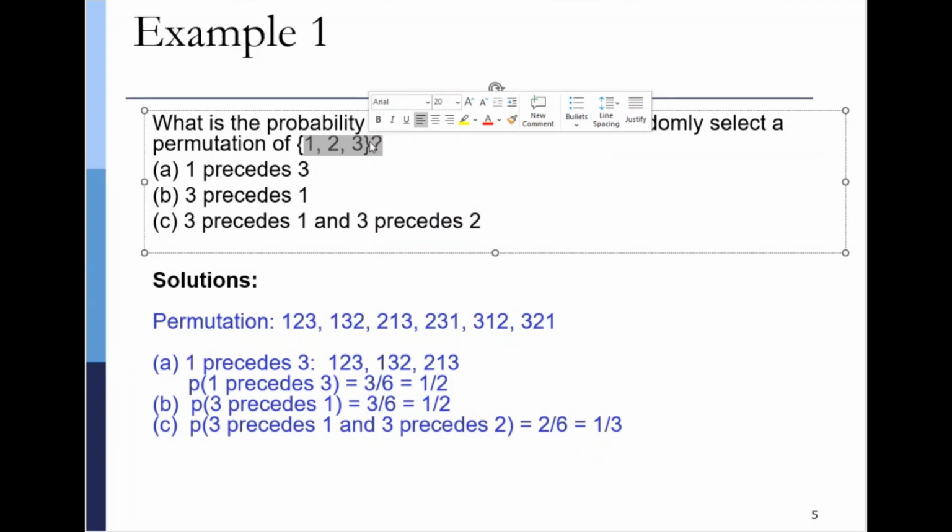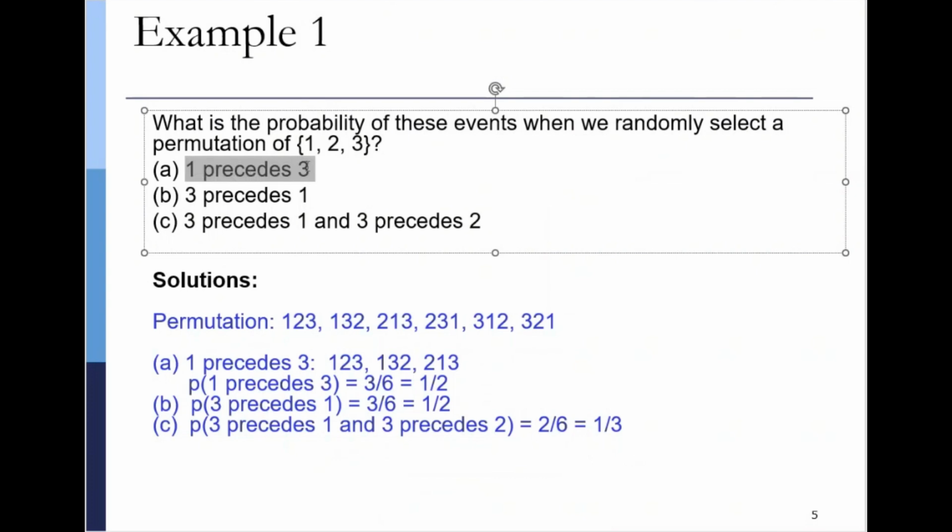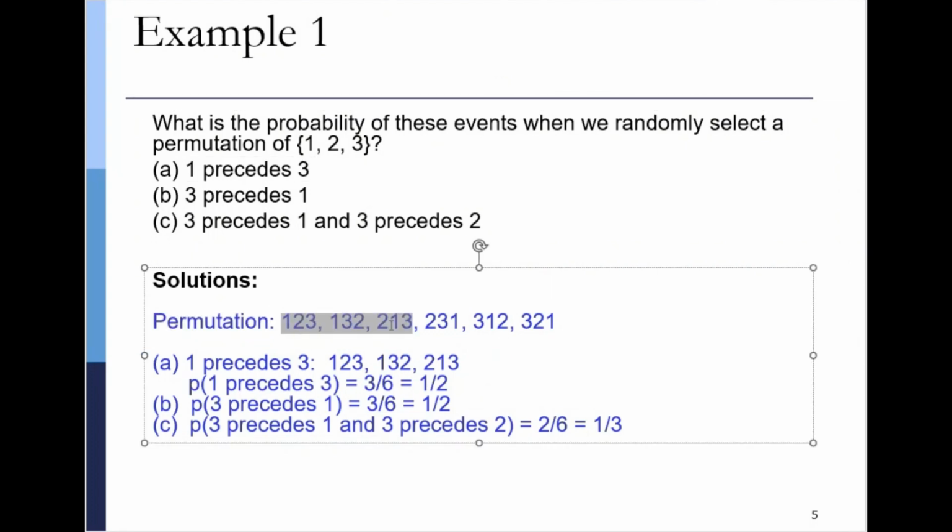Now, the question is, what is the probability that 1 precedes 3? That means 1 happened before 3. Now, let's look at A, 1 precedes 3. So we analyze this one. 1 happened before 3. Correct? Yes. 1, 3, 2: 1 precedes 3 or not? Yes. 2, 1, 3: 1 precedes 3? Yes, because 1 comes before 3, right? How about 2, 3, 1? Yes or no? Does 1 precede 3 in 2, 3, 1?